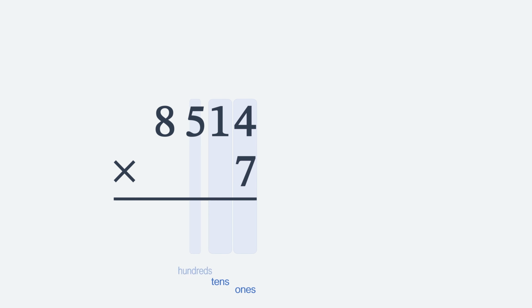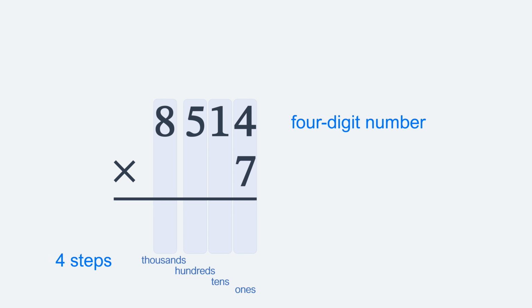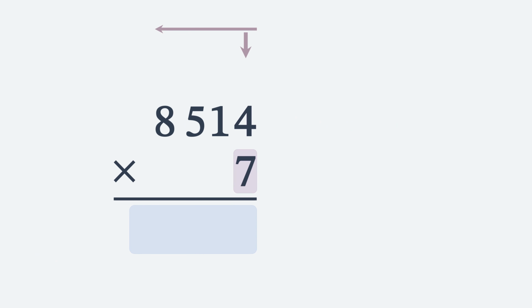Since our top number has 4 digits, this means we will break this problem up into 4 small steps. We are going to multiply the bottom digit by each digit of the top number, starting with the ones place on the right and working our way to the left. Okay, here we go with the first step.